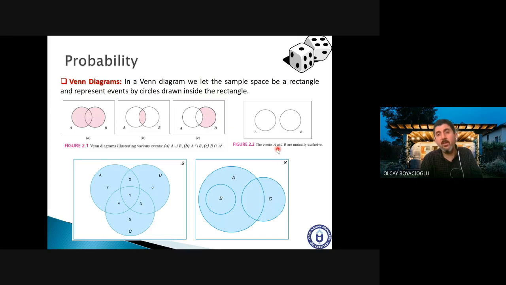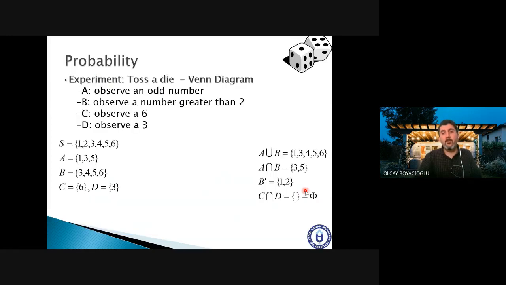All right? In this case, for example, A and B are mutually exclusive, that is, A is different, B is different. There's nothing in common between them. All right? These are some other complex representations of the events also.